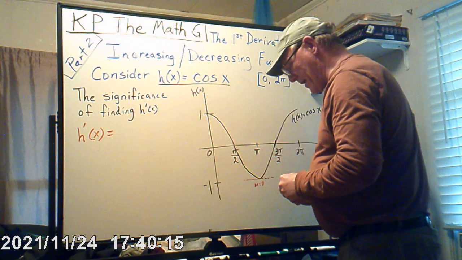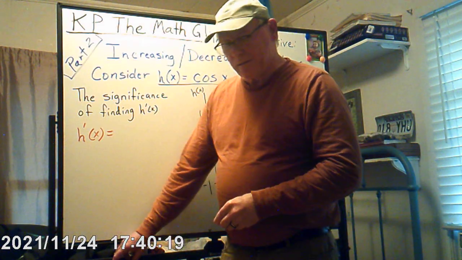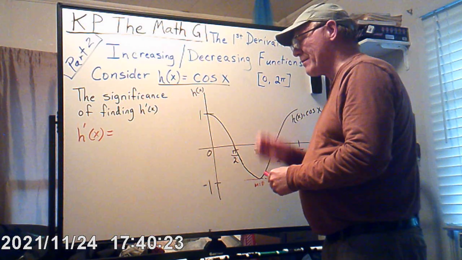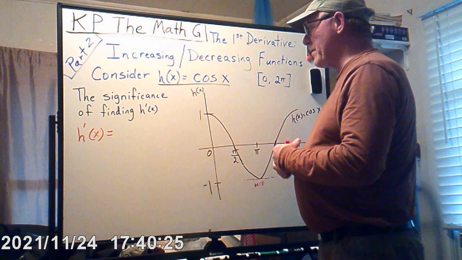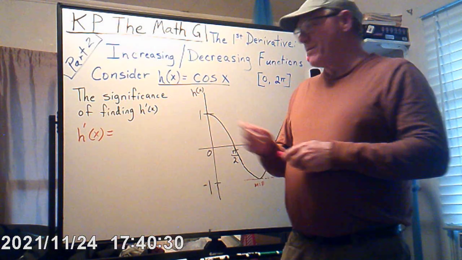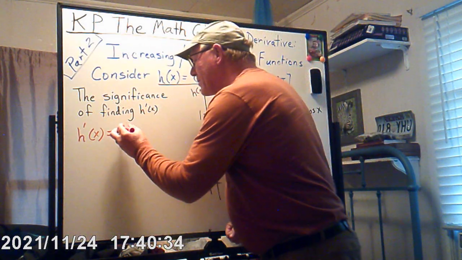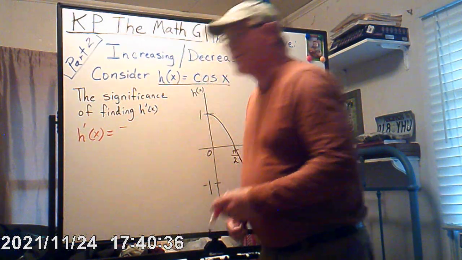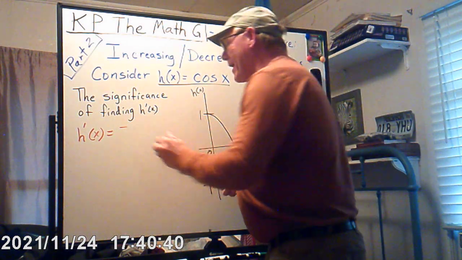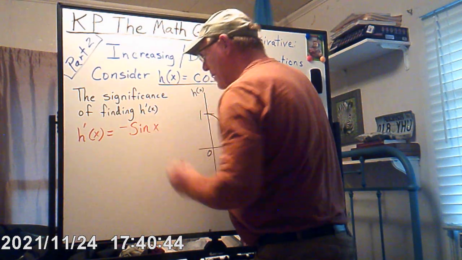Well, we want to find h prime of x, and I want to plot that graph right here with the cosine graph. Alright, let's do that. Anyone know what the derivative of cosine x is? Now remember, it starts with a c, so we know that the answer has to be negative. Alright, well, we know that, don't we? It's negative sine of x.